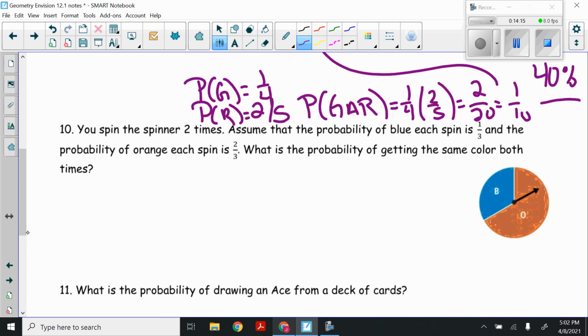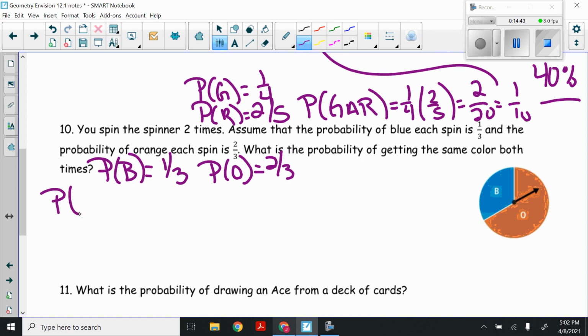Number 10, you spin the spinner 2 times. Assume that the probability of blue each spin is 1/3 and the probability of orange each spin is 2/3. What is the probability of getting the same color both times? So the probability of blue is 1/3, the probability of orange is 2/3. What's the probability of getting the same color both times?